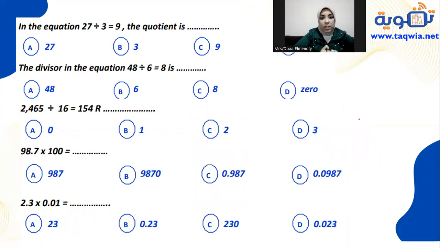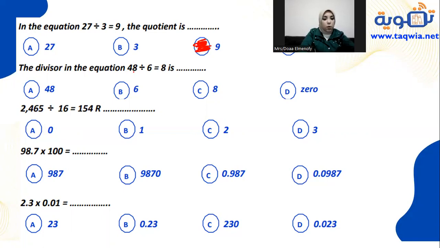Okay, in this equation, what is the quotient? So the quotient, let's remember again, what are the parts of the division? So this is called the what? This is called the dividend, and this is the divisor, and this is the quotient. So what is the quotient here? The quotient is 9.